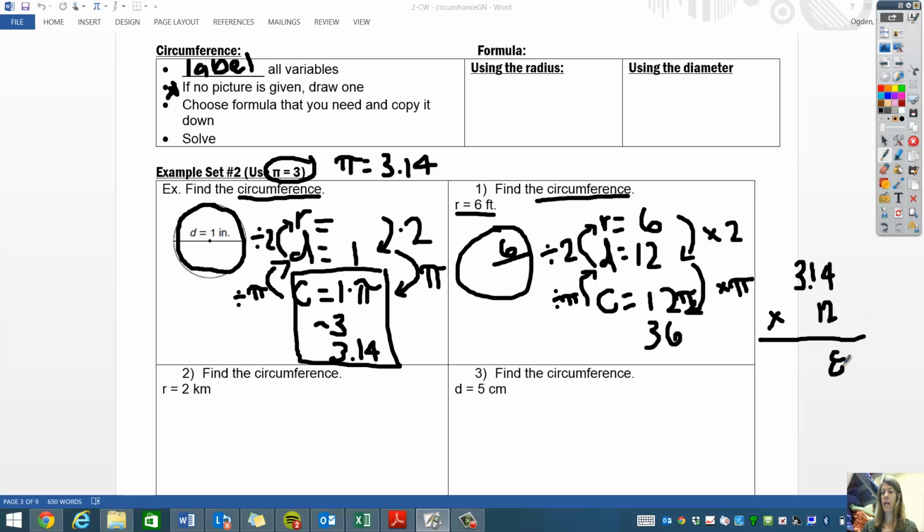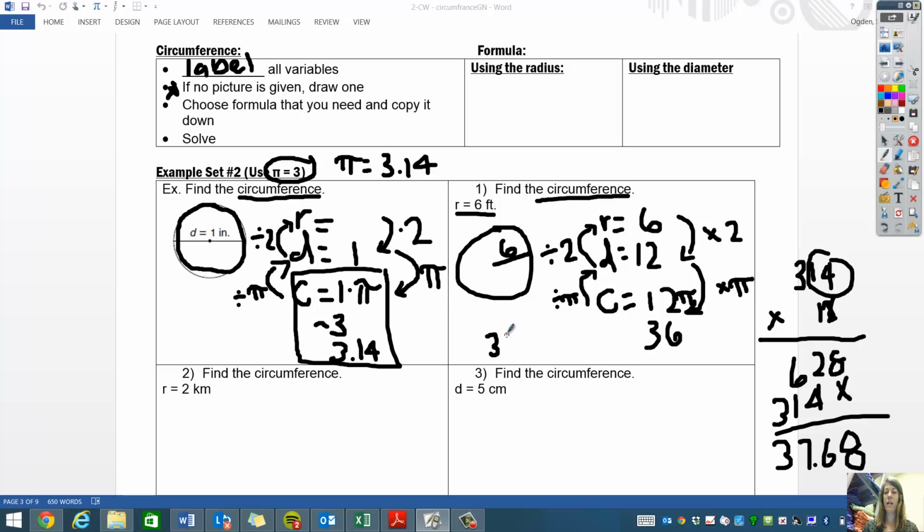4 times 2 is 8. 8 times 2 is 2. 3 times 2 is 6. I'm done with the 2, excuse me, so I'm done with this spot. And then this is 4, 1, and 3. This is 8, 6, 7, and 3. There are 2 numbers behind my decimal, so my decimal goes 2 spots over. So the best approximation is 37.68/100 feet.